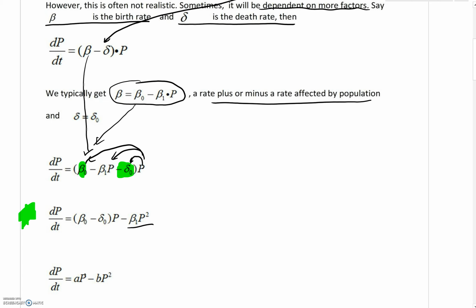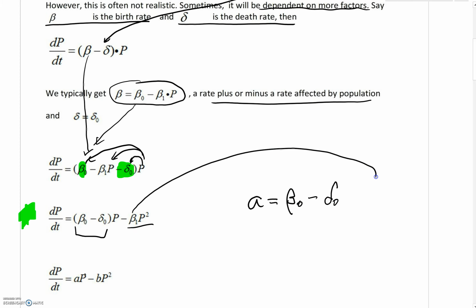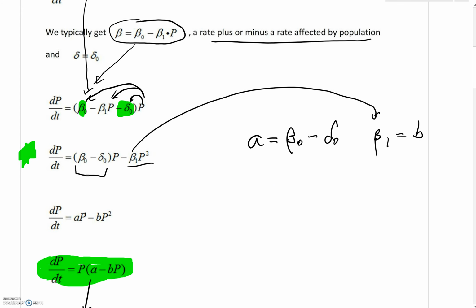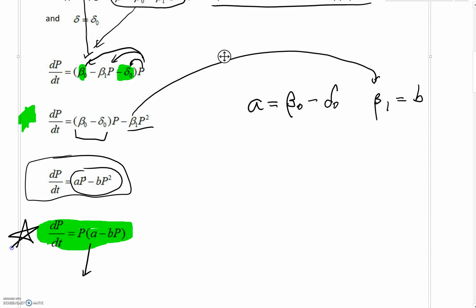So what we can do is say, wow, look at this constant right here. We could call that A. A is beta naught minus delta naught. And we could say, look at this beta 1 over here. We could let beta 1 equal just the letter B. And if that were the case, then very nicely, you could see that you wind up with this equation right here. And of course, we could then factor out a P on this right-hand side. And you can see this is highlighted in green.